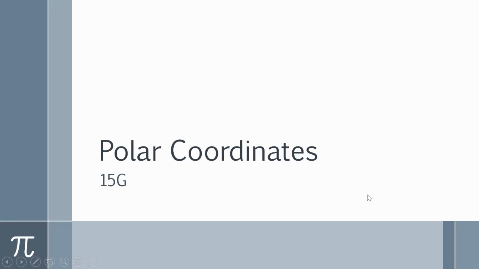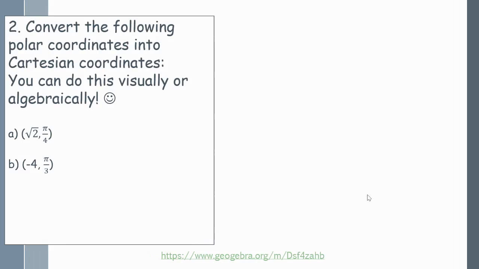In this video, we're going to look at converting from polar coordinates to Cartesian coordinates and sketching. So convert the following polar coordinates into Cartesian coordinates. We're given the direct distance and the angle. Then we're going to try and transform this into XY coordinates.